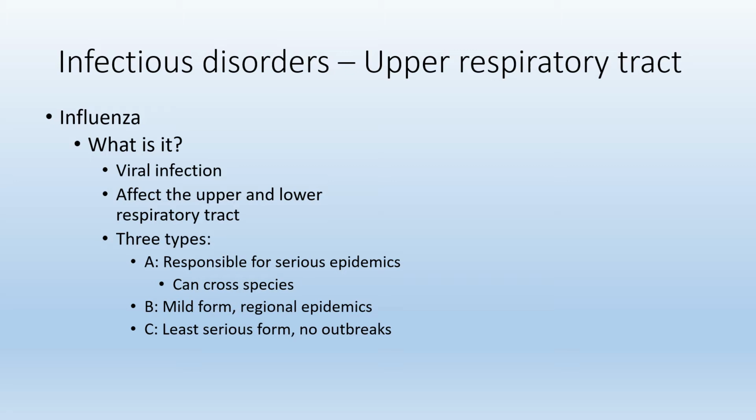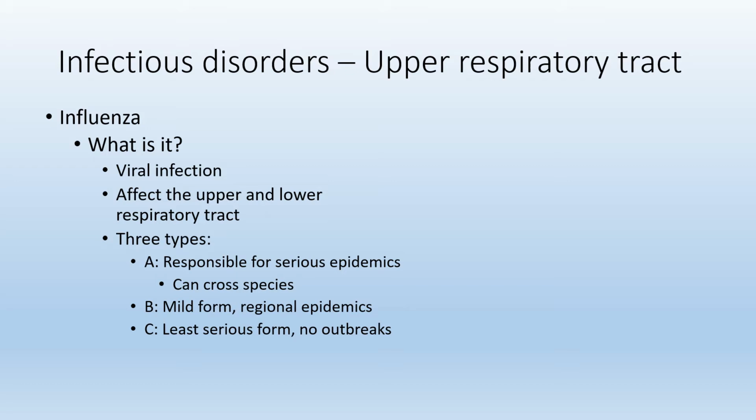So influenza is a viral infection. You guys are probably well aware of what influenza is, but it's a viral infection that can affect the upper or lower respiratory tracts. And so really the way this is categorized is a little confusing. Okay. So generally, there are three types of influenza depending on how the outbreak goes.